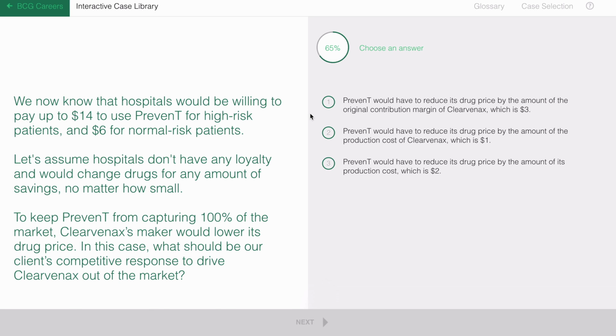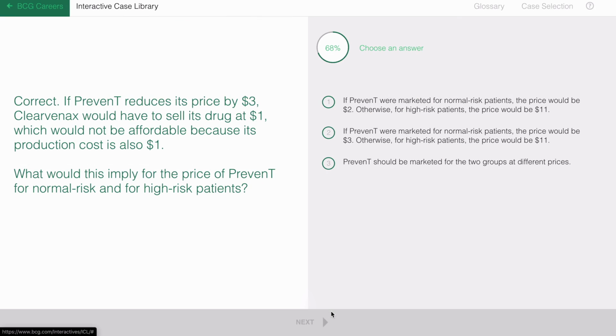So this is not true here, right? The competitor that makes Clearvanax can reduce price until the price is $1, right? So if it's originally priced at $4, they can reduce it down to $1 and still break even on the drug. So you would actually be reducing by $3, not $1. And so for a similar reason, answer choice 3 is wrong. We'd have to lower the price by the contribution margin of Clearvanax, which is $3. Correct. If Prevent-T reduces its price by $3, Clearvanax would have to sell its drug at $1, which would not be affordable because its production cost is also $1.